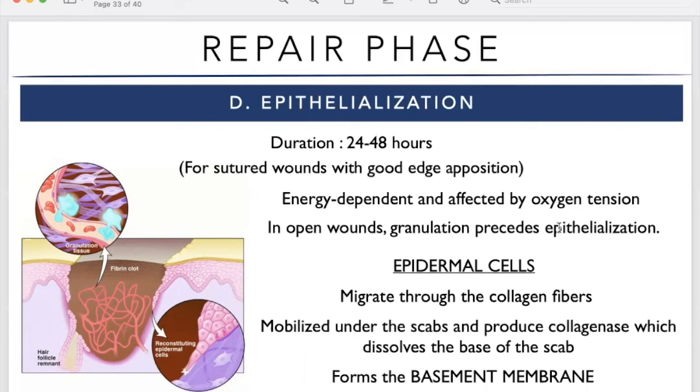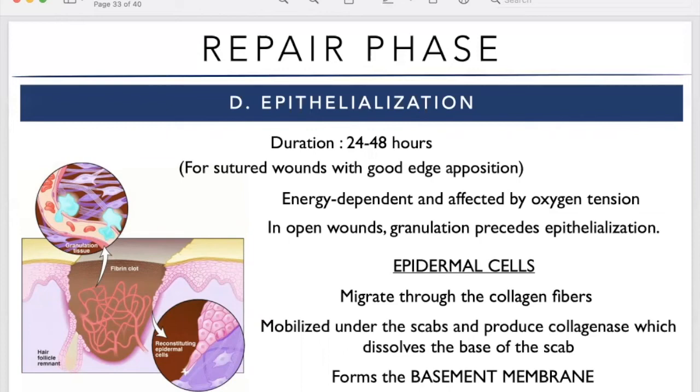All right? Because certain processes of the repair phase require oxygen. And until the blood vessels are fully formed on that injury, the wound would be deprived of oxygen. Okay, so you have to let it breathe.